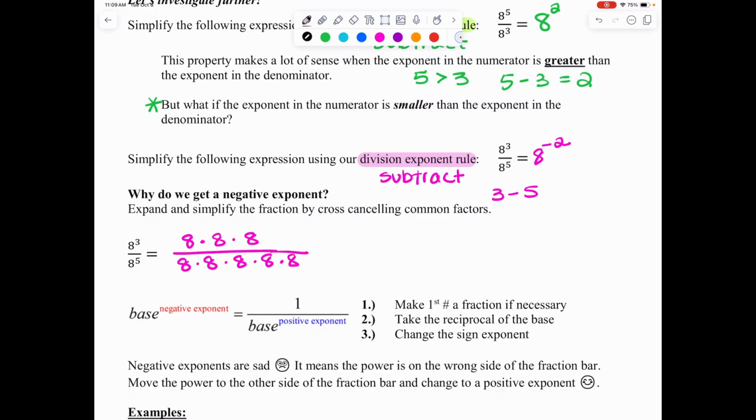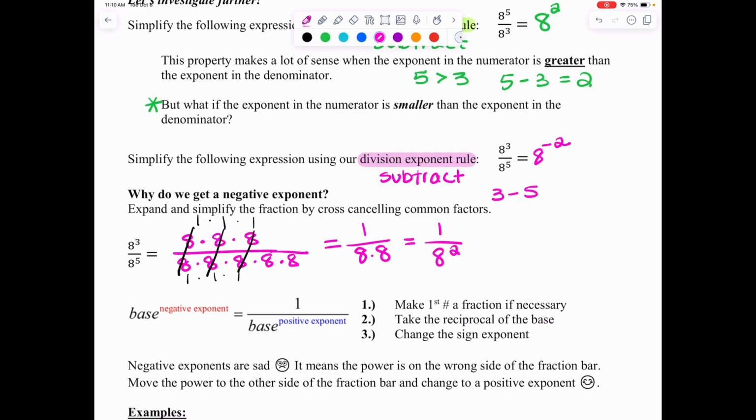Now, what we learned before is that any number divided by itself cancels out because that number divided by itself is a 1. So we can cancel these, and these. They leave 1s behind. So on top, 1 times 1 times 1 is 1. And on the bottom, 1 times 1 times 1 is 1, times 8 times 8. So we really just have 2 8s left on the bottom, which we can rewrite as 1 over 8 squared.